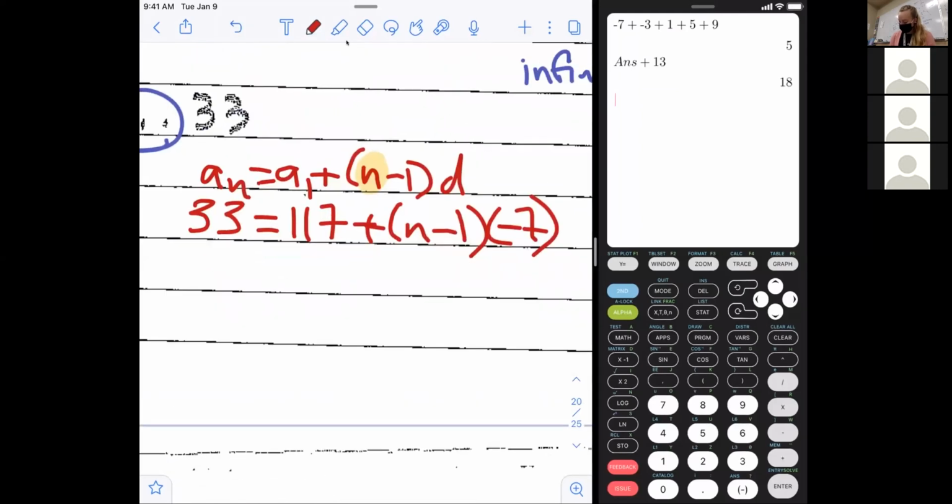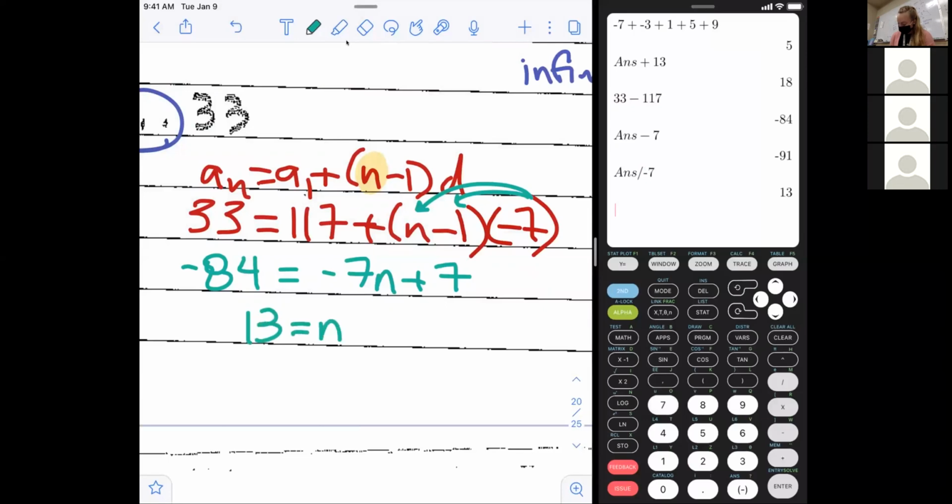So I'm going to distribute that -7. I'm also going to minus that 117 from both sides. So 33 minus 117 is going to be -84 equals -7n plus 7. Minus 7 from both sides, get -7n by itself. And then I'm going to divide by -7. Oh, there's a lot of -7s there. But my d means common difference. That's what you do to get from one term to the next term.